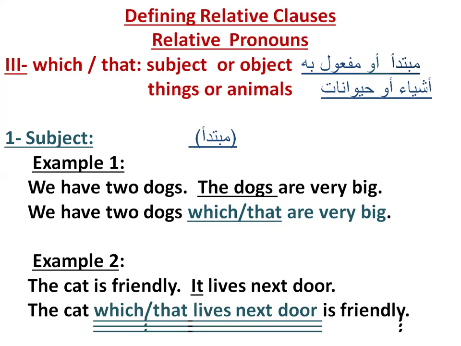We have moved which lives next door right next to the cat in the first sentence in order to be right after the noun it describes.